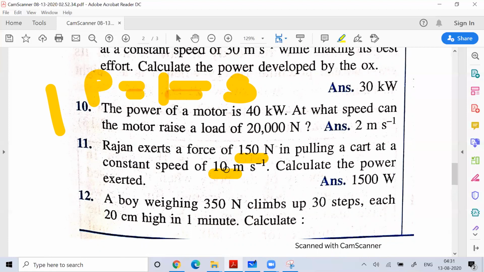Simple. You know the formula: power is equal to force into speed. Force is 150, speed is 10. The power would be 1500 watt.